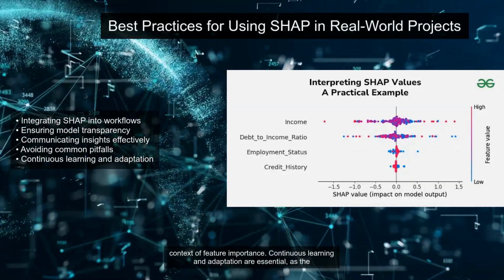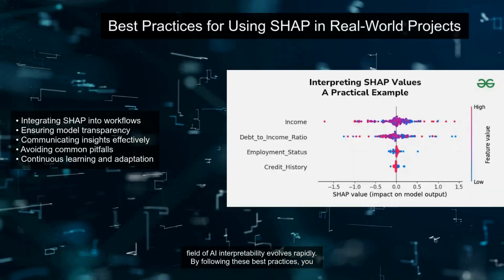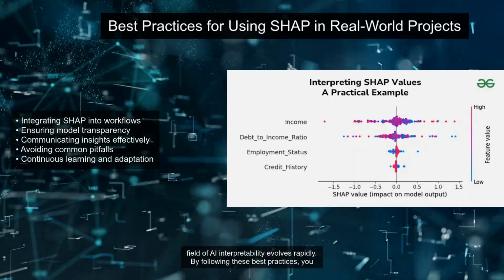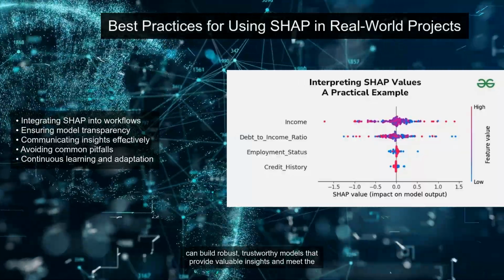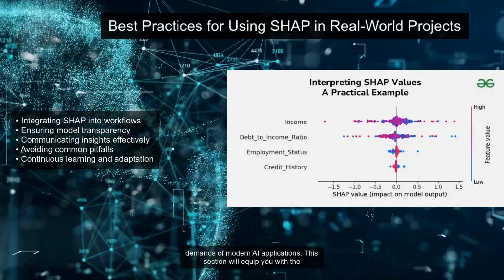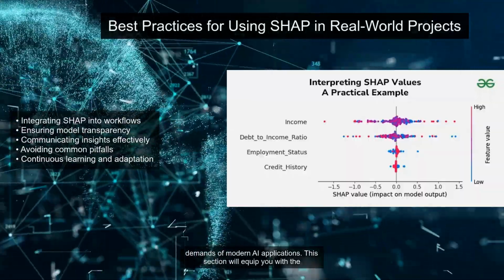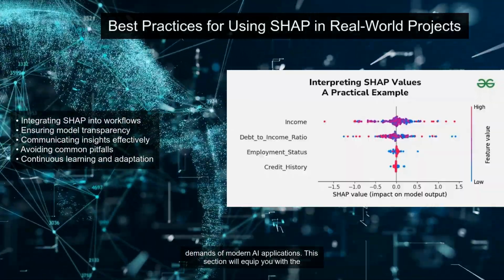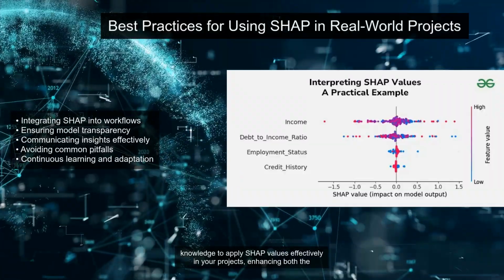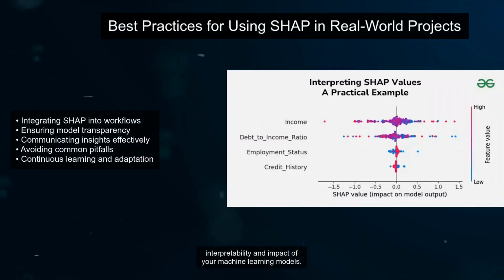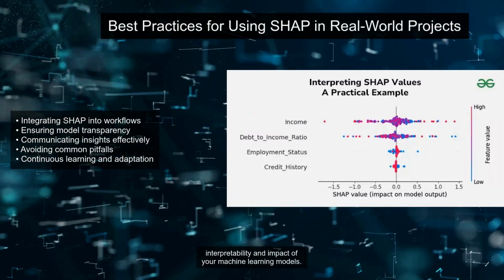Continuous learning and adaptation are essential, as the field of AI interpretability evolves rapidly. By following these best practices, you can build robust, trustworthy models that provide valuable insights and meet the demands of modern AI applications. This section will equip you with the knowledge to apply SHAP values effectively in your projects, enhancing both the interpretability and impact of your machine learning models.